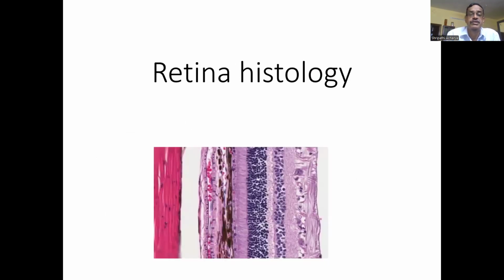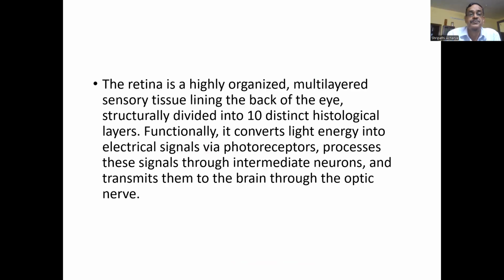Next, retina, histology of retina. The retina is a highly organized, multi-layered sensory tissue lining the back of the eye, structurally divided into 10 distinct histological layers. Functionally, it converts light energy into electrical signals via photoreceptors, processes these signals through intermediate neurons, and transmits them to the brain through the optic nerve.